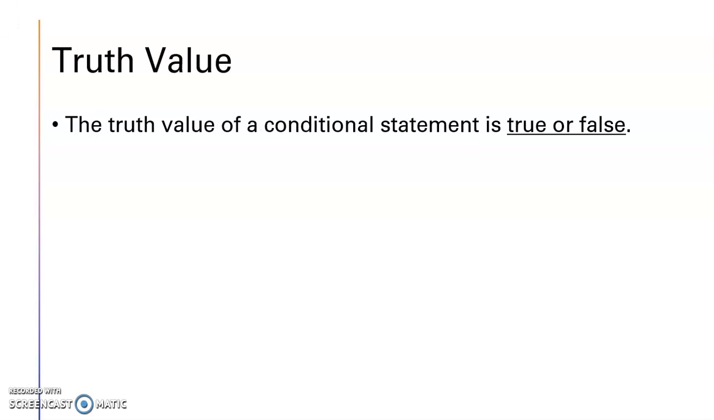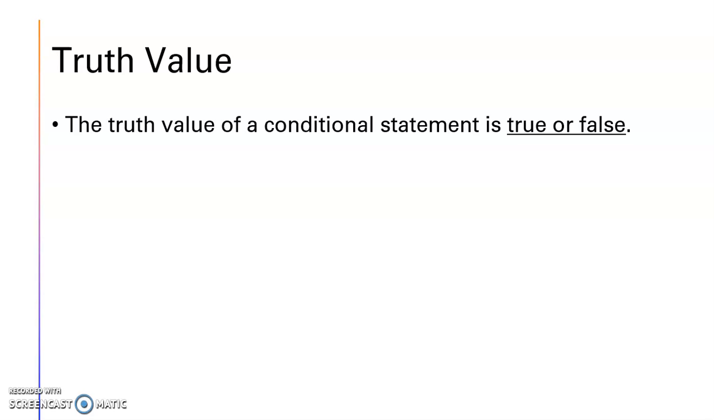So now we're going to talk about truth value. Now, truth value is one of those things that when you see it in the directions, most people have no idea what to do. But it's very simple. It's just asking you true or false. So if I say give the truth value, it's saying write the word true or false. So tell me if it's true or false.